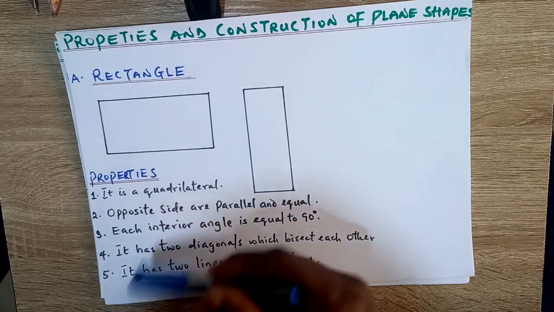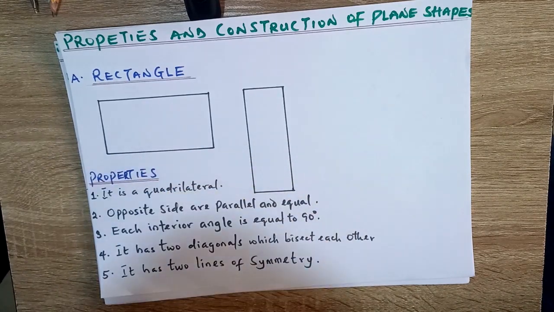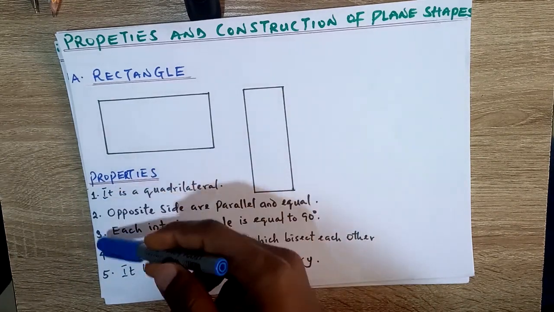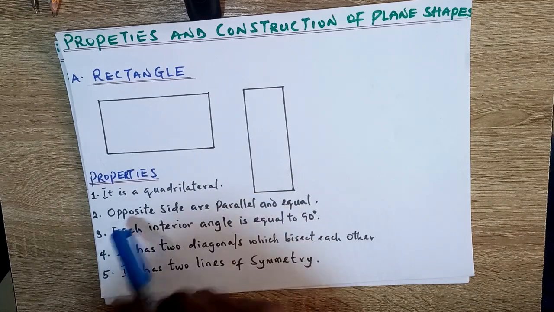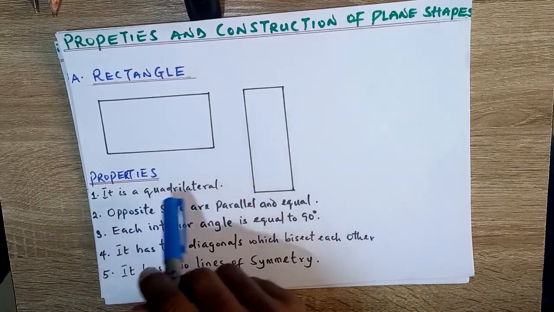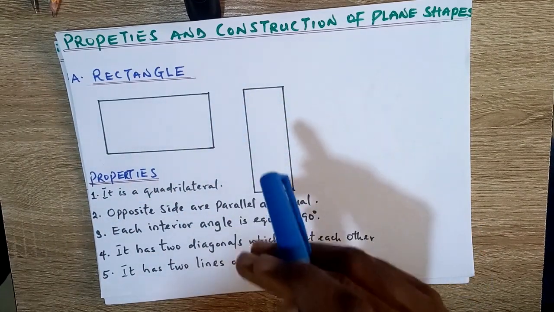Some of the properties of rectangles are listed here. We have five of them listed here, though we have more, depending on the aspect of mathematics we are dealing with. That might require us to learn about more of these properties. But for now, let's look at these five properties. So the first one is that it is a quadrilateral. What we call quadrilaterals are all shapes with four sides.